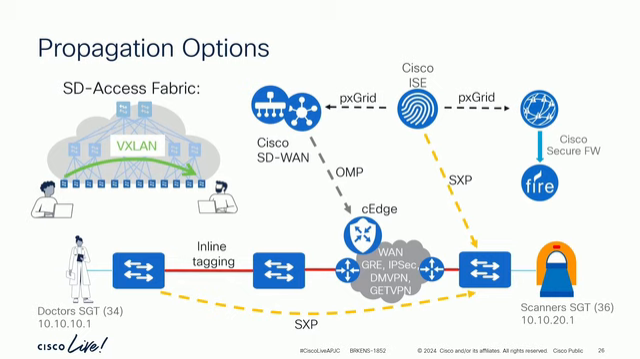So again, enforcing the egress, traffic flows from the person on the left to the person on the right on the fabric. It carries the source SGT over VXLAN and enforces that egress. So the propagation method there is VXLAN.